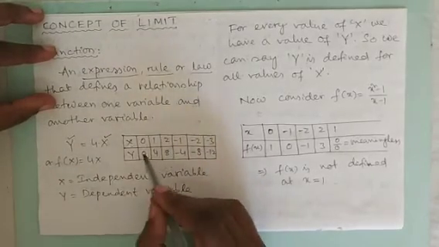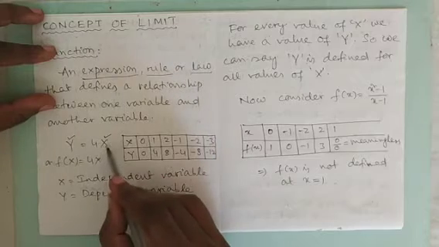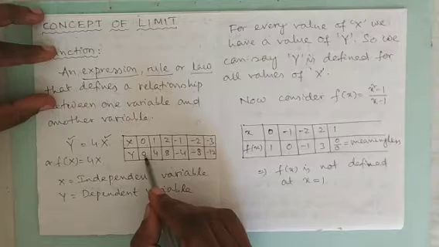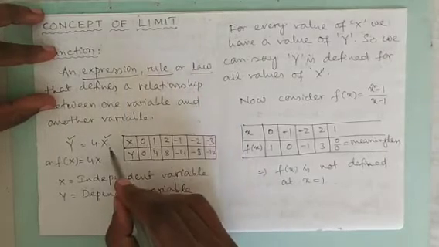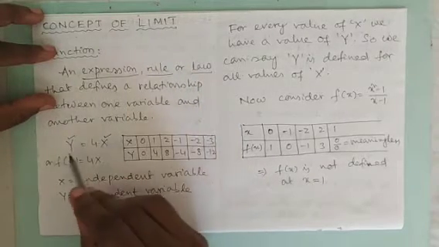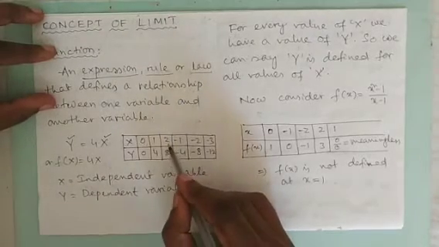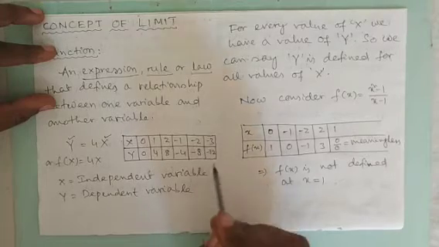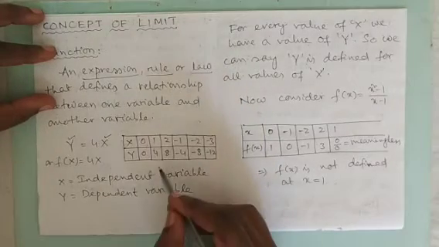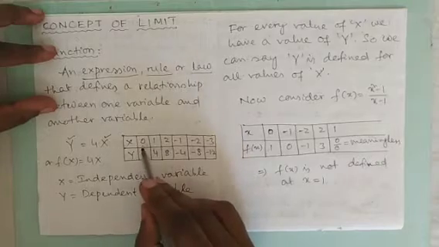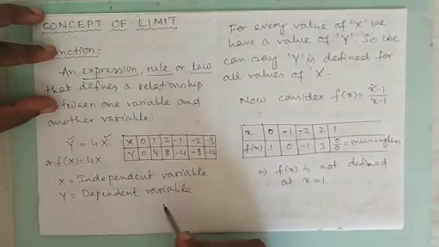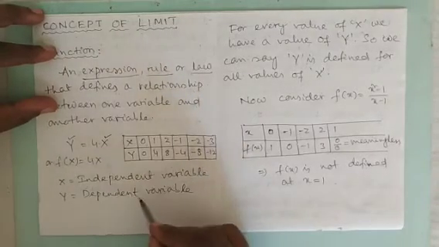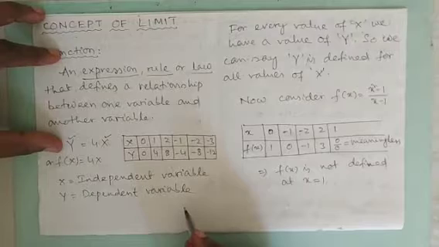As per this function, putting the value of x as 0, we get y is equal to 4 into 0, which is 0. Similarly, when x is equal to 1, 4 into 1 is 4, so the value of y is 4. Like that, when x is 2, y is 8, and for minus 1, minus 4, minus 2, minus 8, like this. Here we are independently choosing the value of x and getting the value of y from this expression. Therefore, x is known as the independent variable and y is known as the dependent variable.